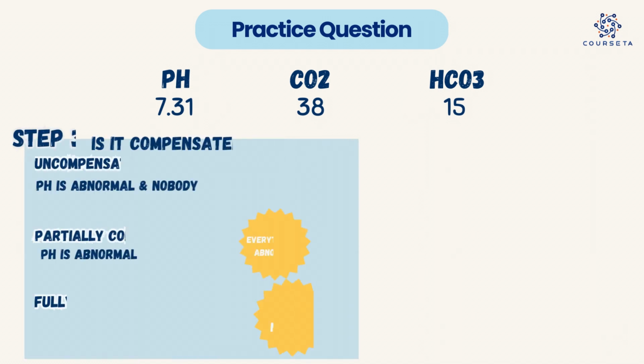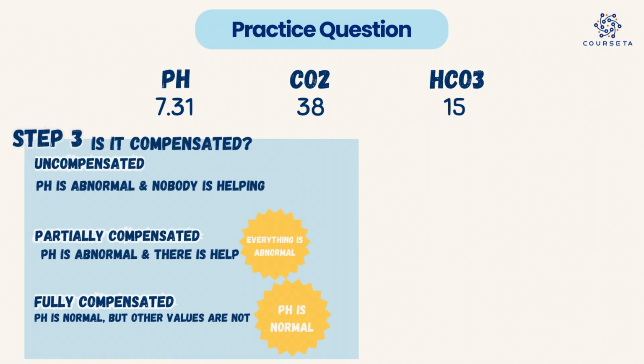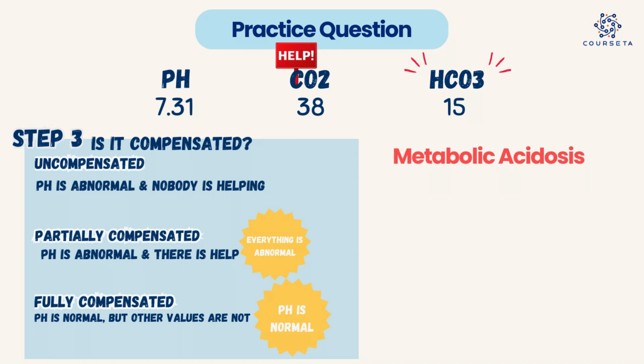Okay, now let's ask ourselves step number 3, is it compensated? Okay, we look here, the pH is 7.31. We know that it's metabolic acidosis. We have a low HCO3 that is causing this because it's metabolic acidosis once again. So our CO2 should be compensating, so our lungs should compensate for this acidosis. So it should increase the respiration rate to expel more CO2. If you saw that, you would have a low CO2, but it's in normal range here.